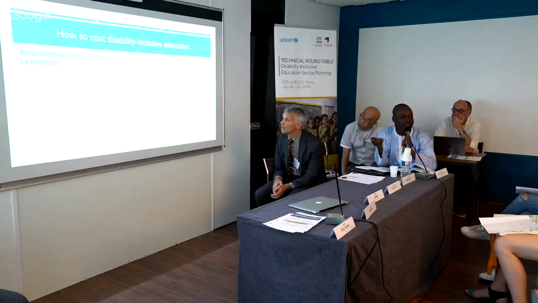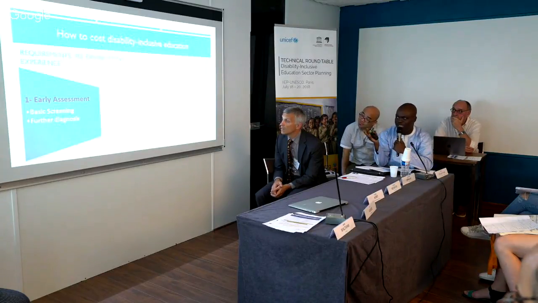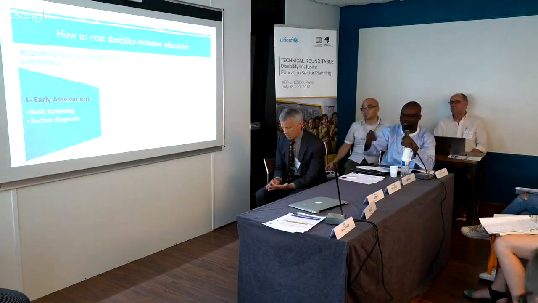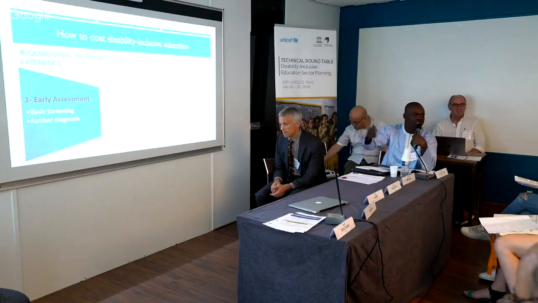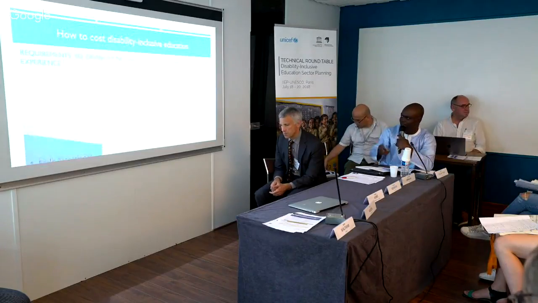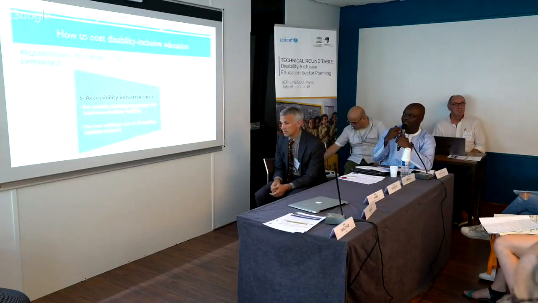Here is an example of the requirements for inclusive education based on Ghana's experience. I have my colleague from Ghana; they may explain if needed. So we have early assessment, divided into basic screening, and for those who are identified with some impairment, for example, we have a further diagnostic to identify the severity of the disability. And then we have the assistive devices that will be identified by type of disability. And then we have accessibility of infrastructures.